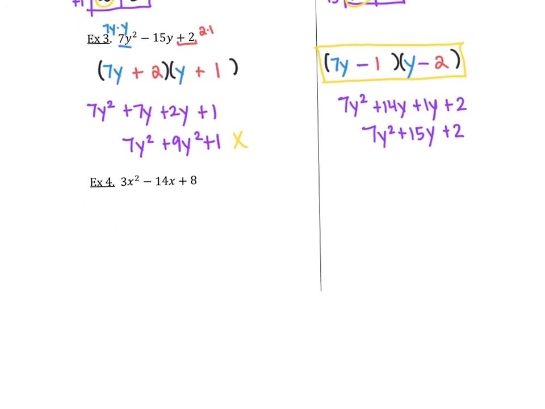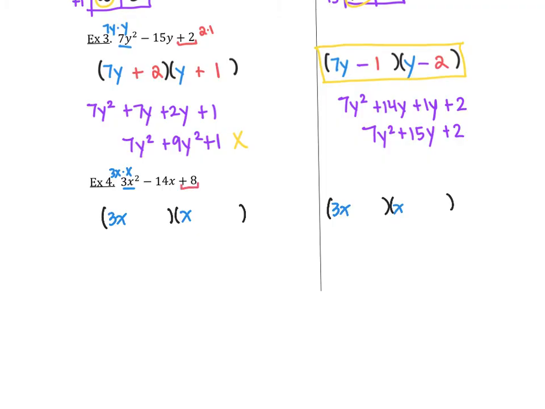Let's try another one. Okay, the fourth one, 3x to the second minus 14x plus 8. I'm going to make 2 guesses. And then again, it's because my teacher's making me do 2 guesses. Otherwise, I would guess until I got it. Okay, say 3x to the second is 3x times 1x or 3x times x. Either way is equivalent. I'm going to go ahead and do the other one the same, and I'll switch up the others.